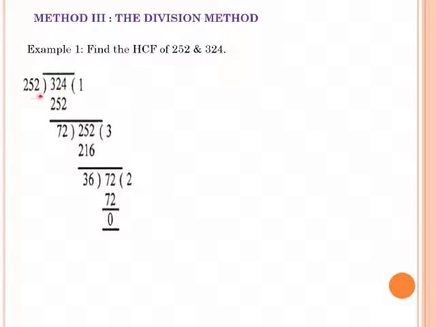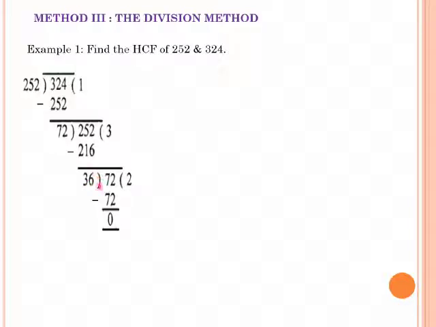Now when you divide, 252 into 1 comes to be 252. So your remainder is 72. Now 72 is the remainder of your first division. Continue the division. Make this your divisor now, and 252 will be your dividend. Continue your division. It is 3 times giving you 216. Subtracting, you get the remainder 36.